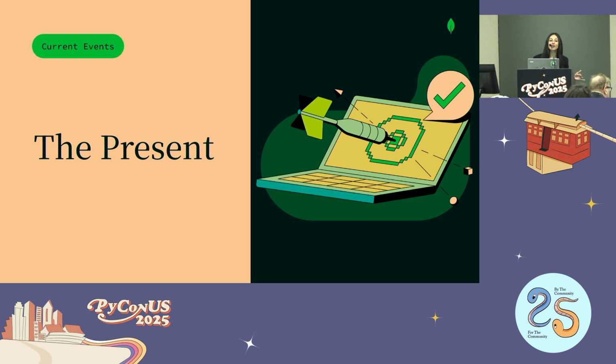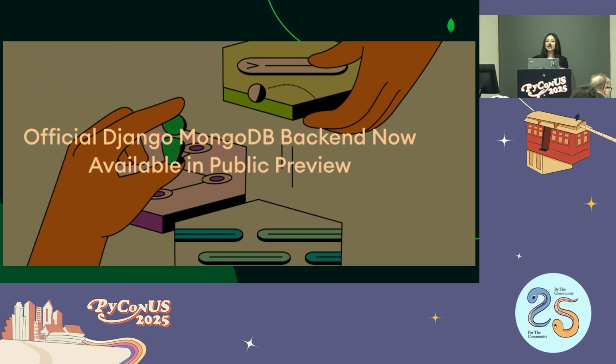And all of that was to say that this brings us here to present day. In February, earlier this year, we actually announced that our official Django MongoDB Backend Library was available for public preview. So what exactly does this mean, and why should it get all y'all excited? Let's begin by answering exactly what this package is.